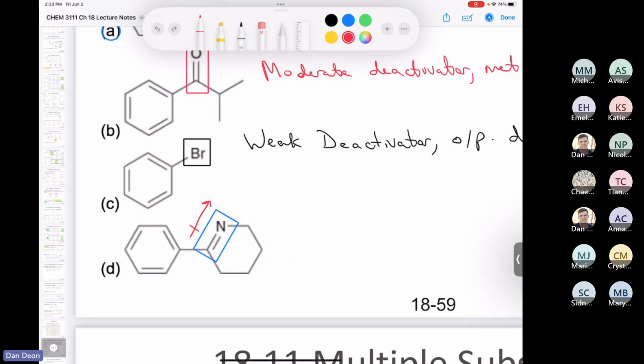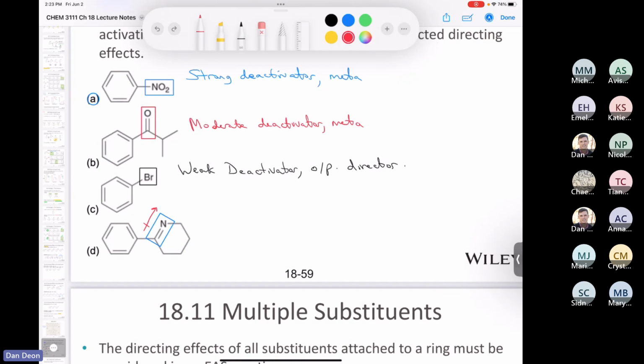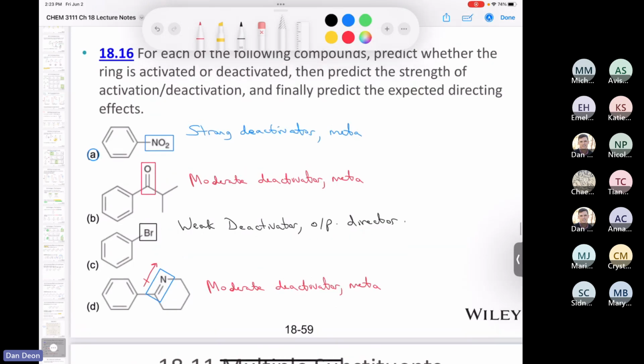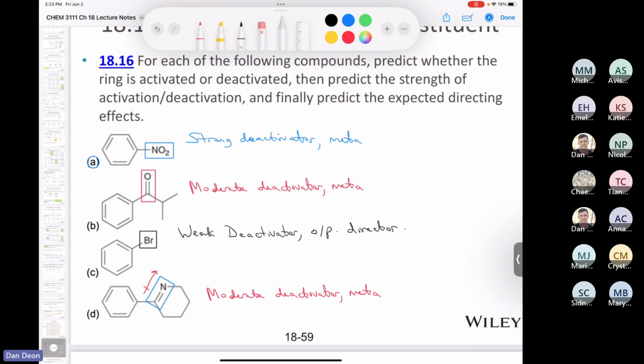Okay, and if it's a moderate deactivator, it's going to be a meta director too. So this is where you have to be really on your toes as a student in organic chemistry. So let's copy this and we'll paste it down here. So moderate deactivator, it's going to be a meta director. Give me a thumbs up if you're with me on that. Any questions about those four?